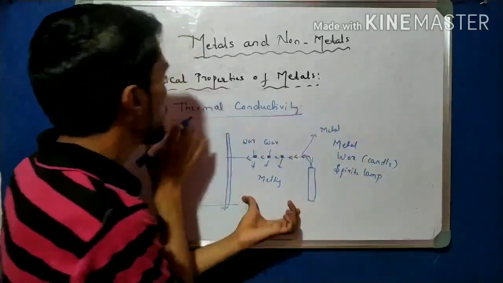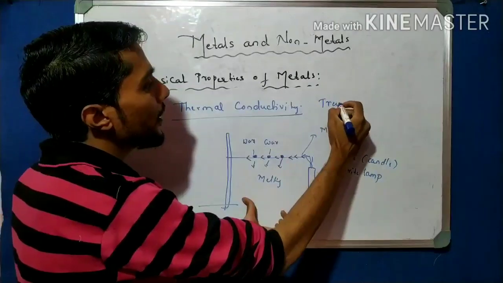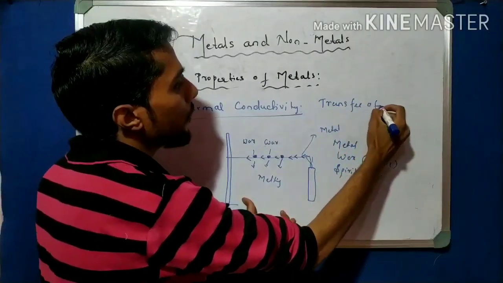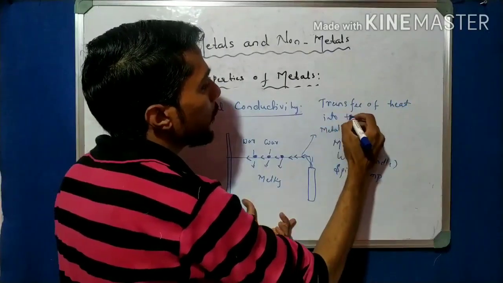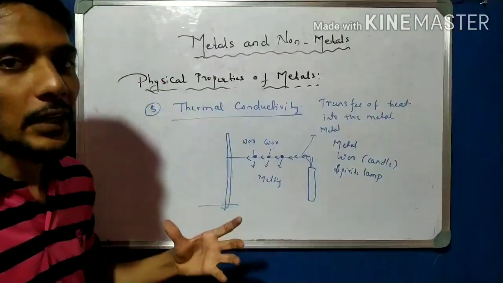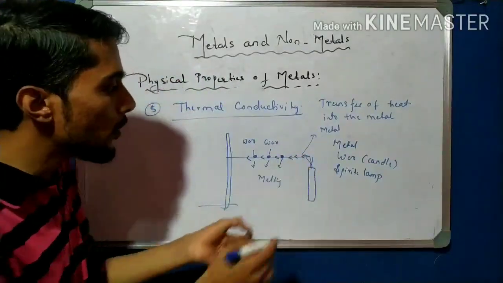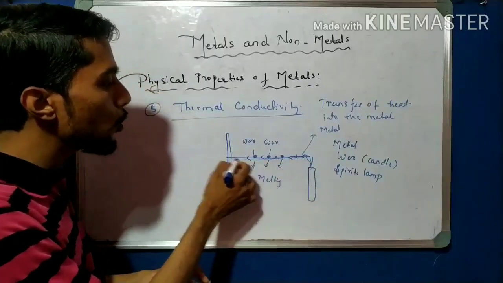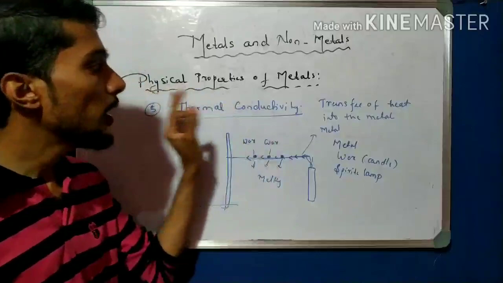So what is the meaning of thermal conductivity? Thermal conductivity is the transfer of heat into the metals. That is called thermal conductivity. Whenever I heat one corner of the metal, after some time we observe that the heat travels throughout the metal and the wax starts melting. So that is called thermal conductivity.